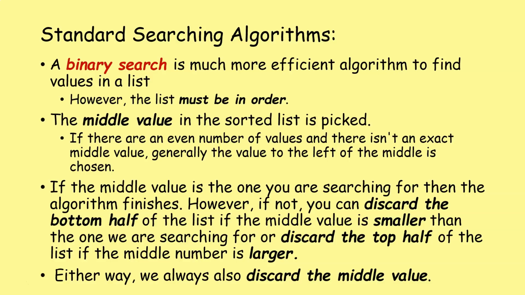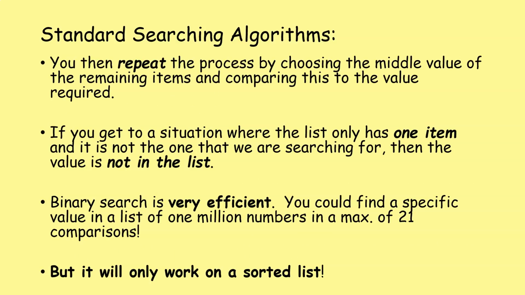Either way, we always also discard that middle value. And that's in bold because that's a mistake I find students often make. They forget to discard that middle value, and that can ruin the rest of their explanation in an exam question. You then repeat the process by choosing the middle value of the remaining items and comparing this to the value required. If you get to a situation where the list only has one item and it's not the one we're searching for, then the value is not in the list.